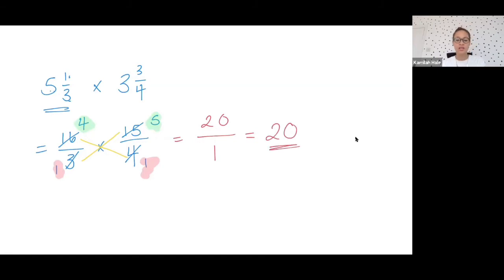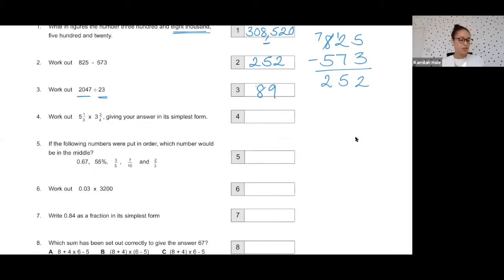Simplified answer is 20. So if you're wondering, if you'd done 16 times 15 over 3 times 4, and then you'd simplified, you'd still get to 20. It just would have taken longer because you would have had to do the multiplication for those two. Okay, so our answer there is 20.